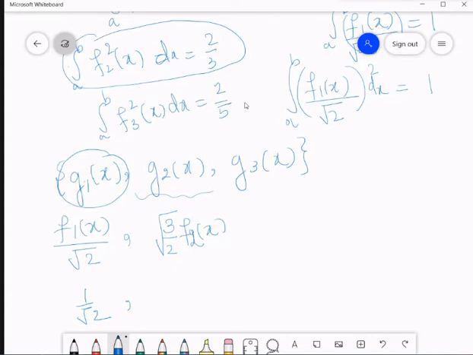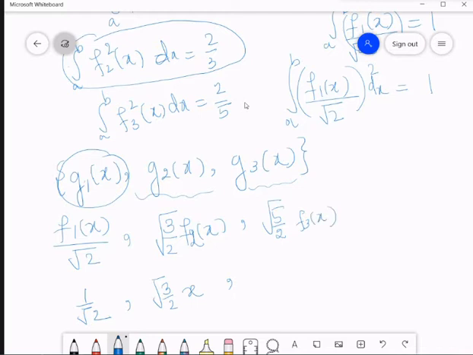Is this step clear? Is this step clear? Very good. Khushbu is also saying yes. Aman is also saying yes. Very good. Now similarly, can you tell me what will be my g3, working on the same lines? What will be my g3? Under root 5 by 2 f3(x). Very good. It will be under root 5 by 2.